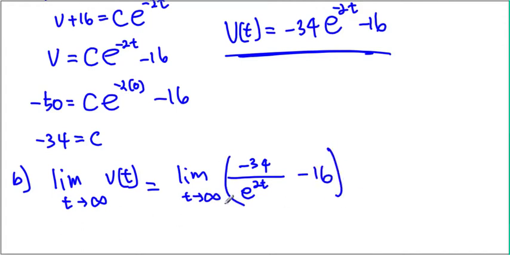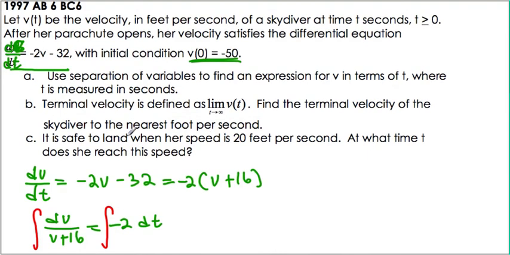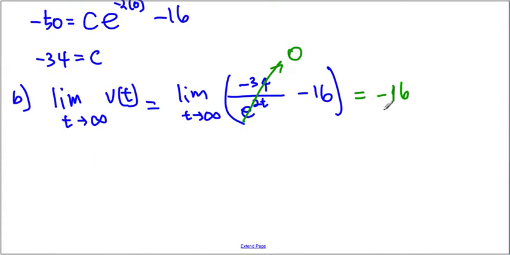Now, as t approaches infinity, the denominator will be a very, very large number, which brings the first expression approaching 0. So therefore, our final answer would be negative 16. They told us to the nearest foot per second, and I believe everything was in feet per second anyway, to begin with. So the answer would be negative 16 feet per second.